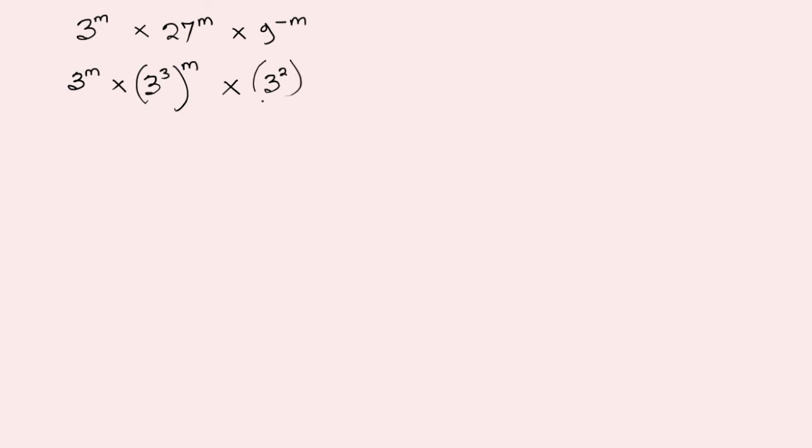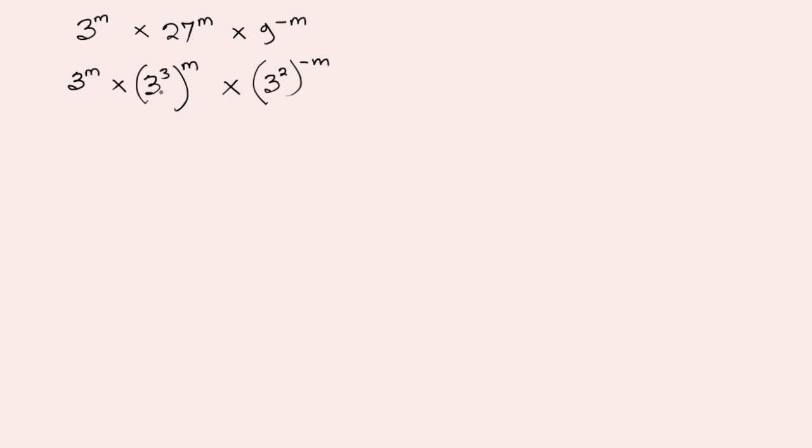The next question is 3 raised to the power m multiplied by 27 raised to the power m multiplied by 9 raised to the power minus m. Now as it stands, because we have different bases, it looks like the law cannot be applied here. But if you look closely, you would notice that we can express 27 and 9 as a base of 3 raised to the power of something. So if we do that, we have that 3 raised to the power m multiplied by 27, which equals 3 raised to the power 3. 3 cubed is actually 27, so 3 cubed raised to the power m multiplied by 9, which is 3 squared raised to the power minus m.